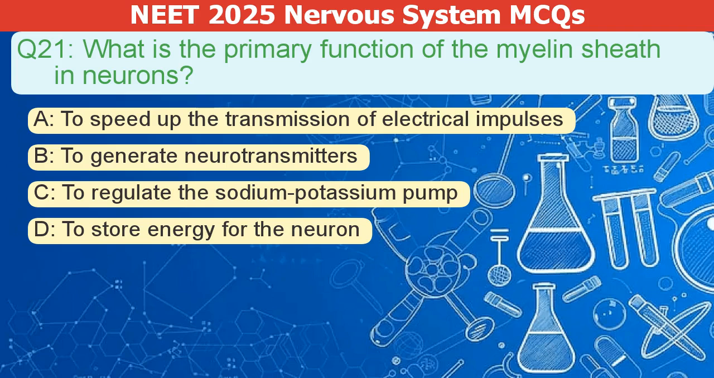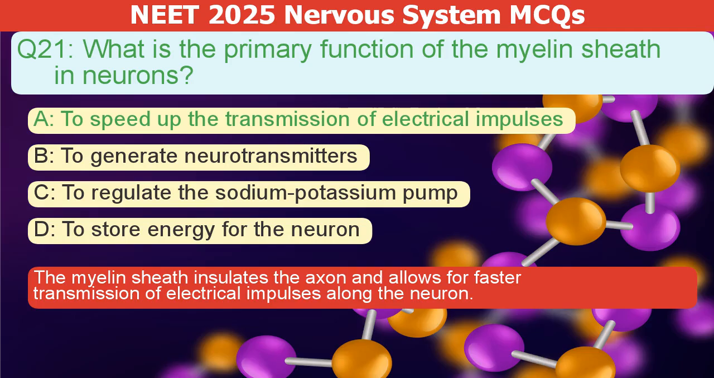What is the primary function of the myelin sheath in neurons? A. To speed up the transmission of electrical impulses. B. To generate neurotransmitters. C. To regulate the sodium-potassium pump. D. To store energy for the neuron. The correct answer is A. The myelin sheath insulates the axon, allowing for faster transmission of electrical impulses along the neuron.